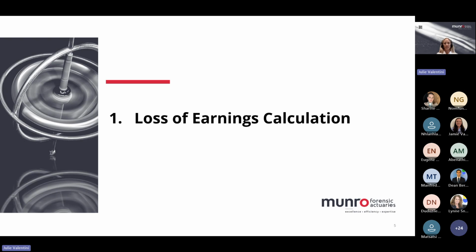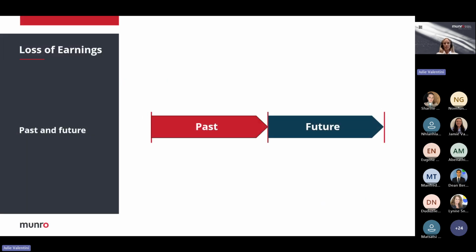So let's start with loss of earnings. I'm going to start very simply and define the past and the future period, because that is sometimes misunderstood. When we talk about the past, we are talking about the period from the date of accident up until the date of calculation. I've just put some dummy dates in there as an example. It tends to be a couple of years, but we do see up to 10 years sometimes. That is what is defined as the past period.